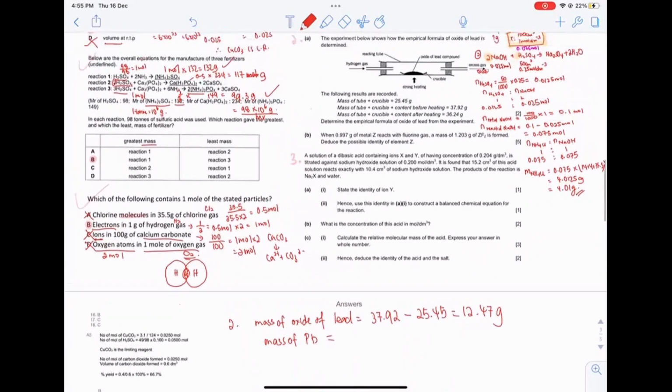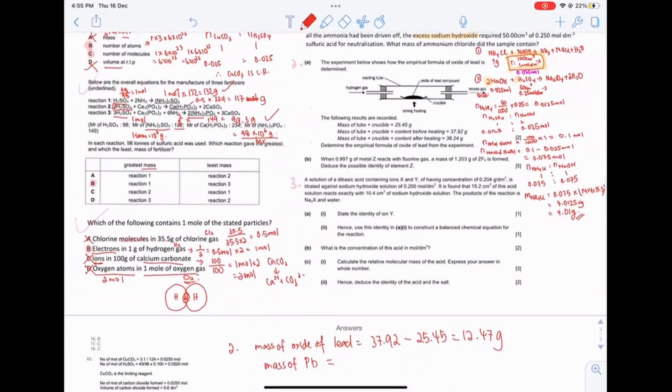The content after heating. What is the content after heating? If you take a look at this setup, this is the oxide of lead, and then they put in hydrogen gas. So what is happening? Y'all have learned metals, so y'all should recognize this setup.